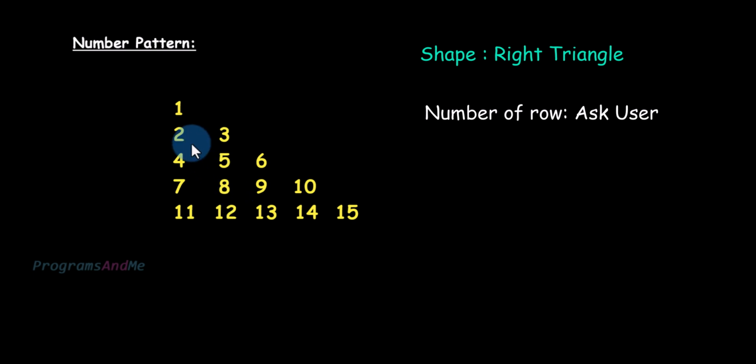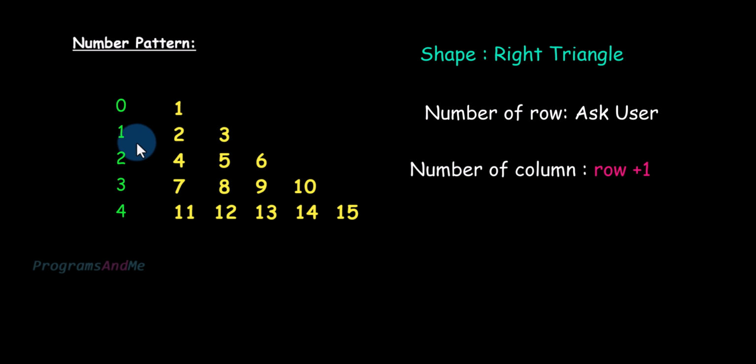And to get the number of columns we'll use the formula row plus 1. Because when row is 0 we need 1 column. When row is 1 we need 2 columns. When row is 2 we need 3 columns. That's why to get the number of columns, we'll use the formula row plus 1.